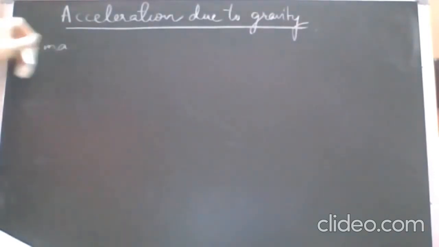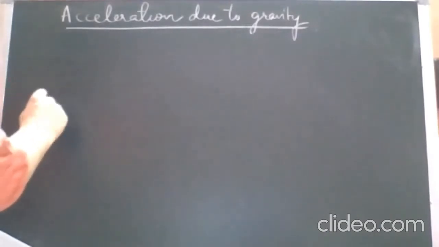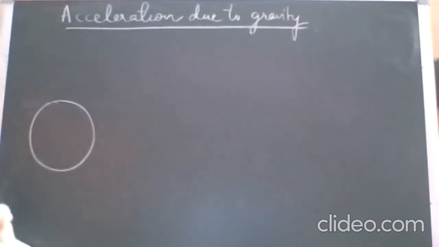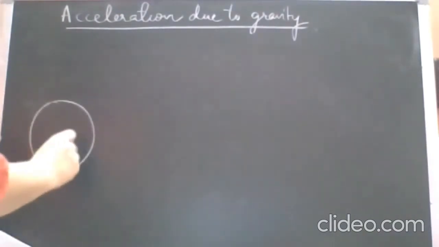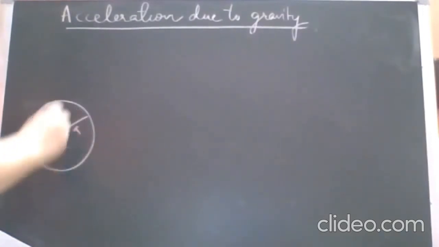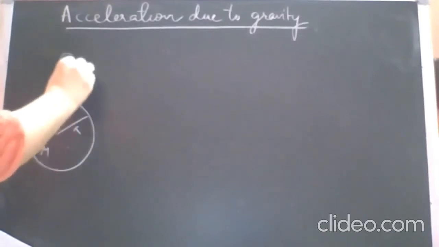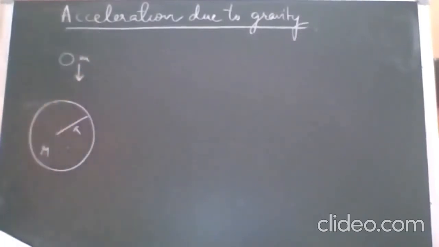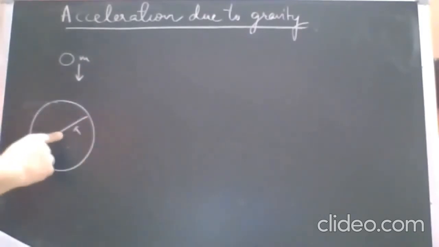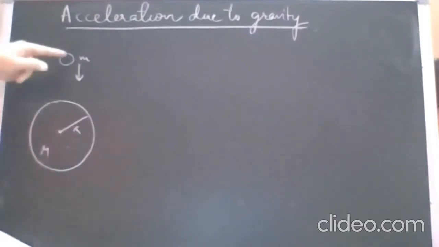For that, we are assuming that this is a mass capital M. Since we are going to be bothered with Earth most of the time, let this represent the Earth. This is the surface of the Earth with mass capital M and radius capital R. Suppose an object with mass small m is falling towards it.